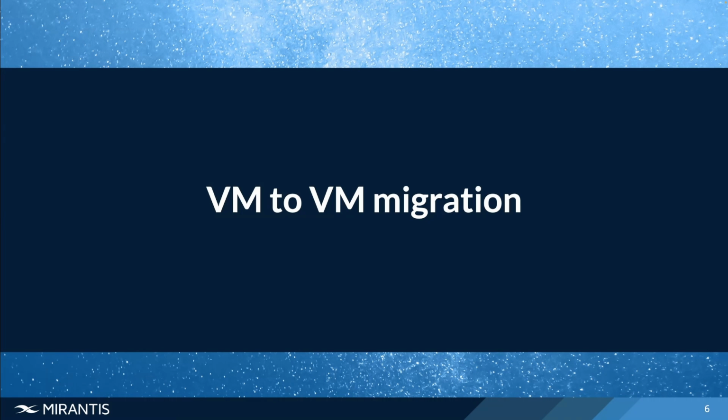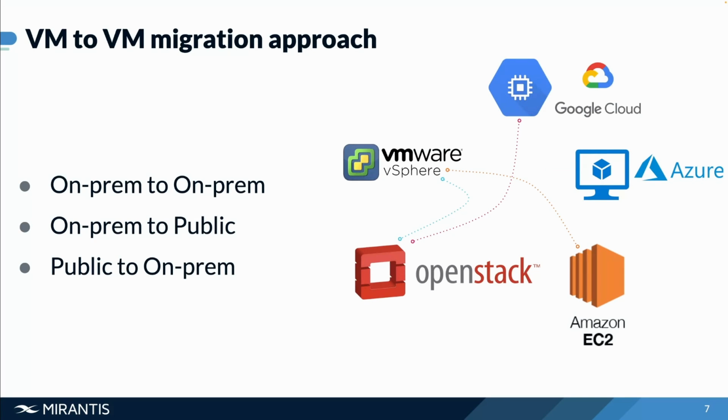So let's look at the first approach. You have that VM to VM migration, and let's say that you have a couple of platforms that are now available. You have the on-prem platforms, mainly VMware and OpenStack. And then you have the public clouds. I mentioned the three major ones: Google, Azure, and Amazon. But you also have Oracle, IBM, and Huawei. So you have a couple of options out there.